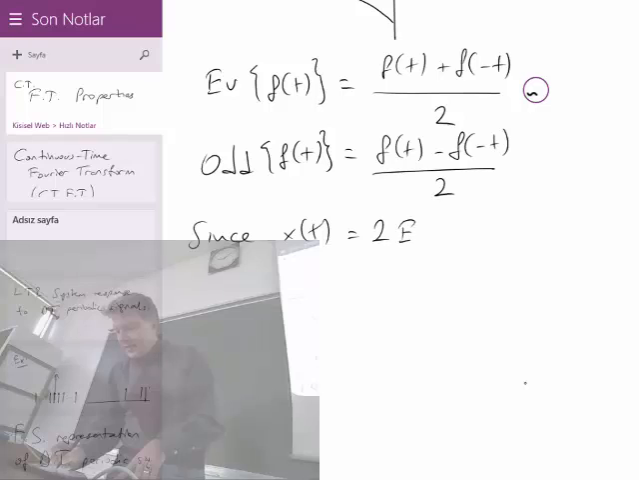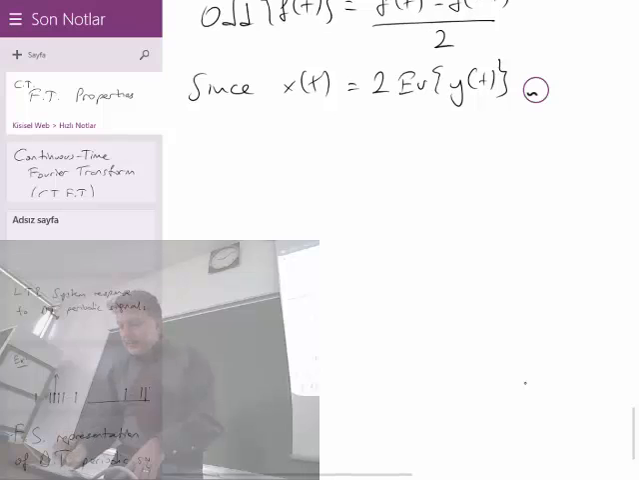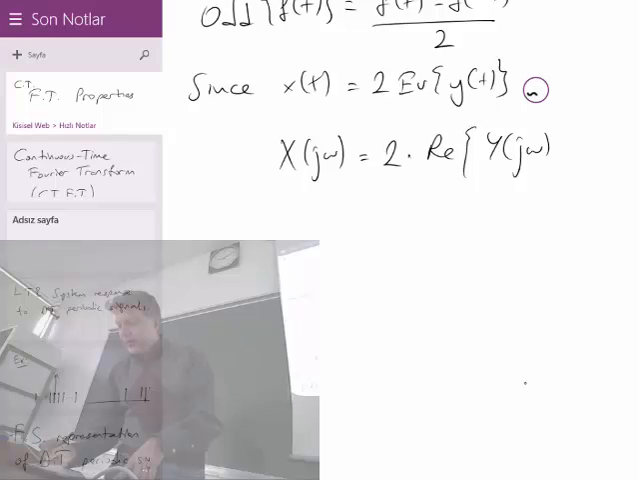Since x of t is equal to twice the even part of y of t, what we can say is that the Fourier transform of x of t, which is x of j omega, must be twice the real part of y of j omega. You can also find it that way. And this y of j omega was the first Fourier transform example that we saw in the beginning of this chapter. It was 1 over a minus j omega, or something like that.